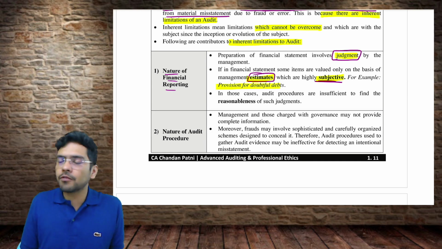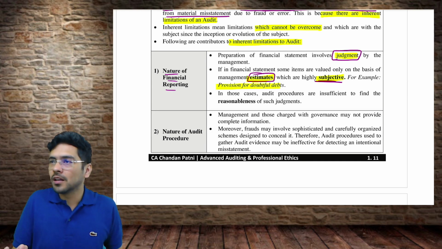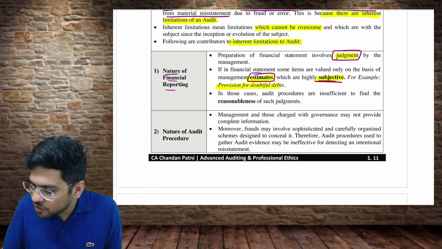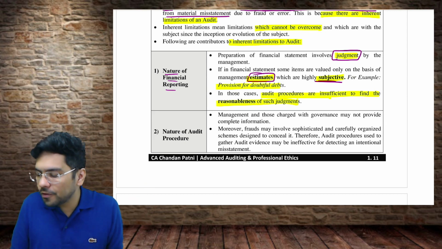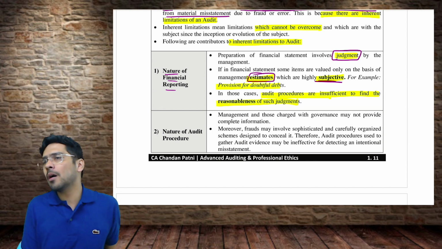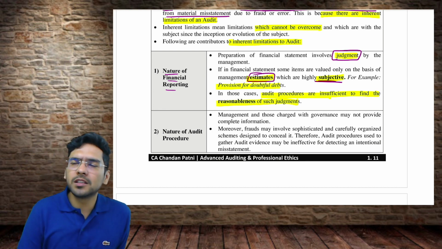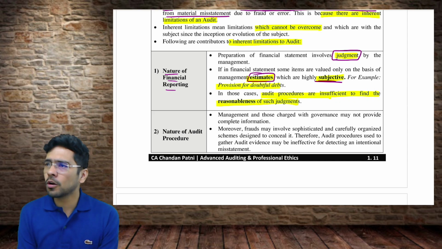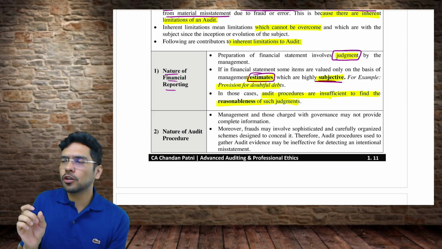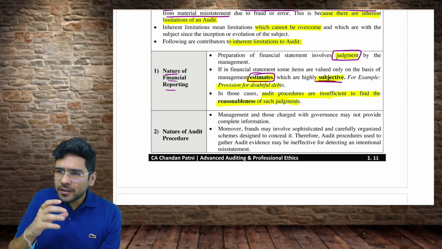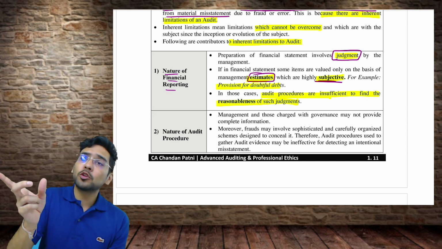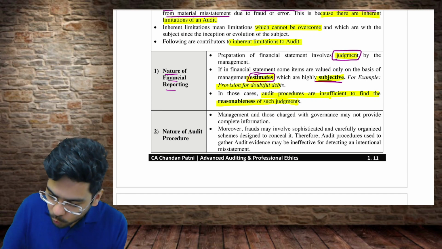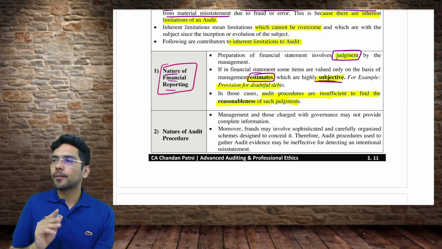For example, provision for doubtful debts, and this is the reason why we cannot vouch for the accuracy 100%. It says audit procedures are insufficient to find reasonableness of such judgments. We can do nothing about it. If management says we feel that this many debtors would be doubtful, we'll have to agree with it. Are you all okay with this? So this is the first inherent limitation of audit. Is this with respect to us auditors, or with respect to the preparation of financial statements? This is with respect to preparation of financial statements. Hence the heading is nature of financial reporting. Is this clear?